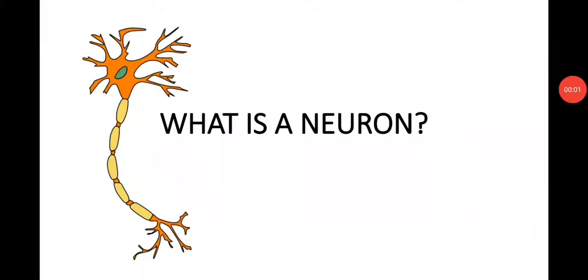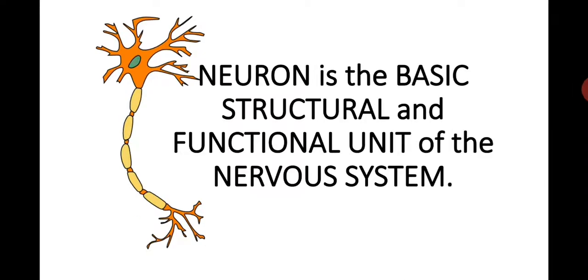Let us now move on to the second part of this video, which involves the neuron. The first question that we have to answer would be, what is a neuron? Neuron is the basic structural and functional unit of the nervous system. What we mean with this is that neurons are the smallest cell in the nervous system capable of performing the different functions of the nervous system, such as the integrative function.